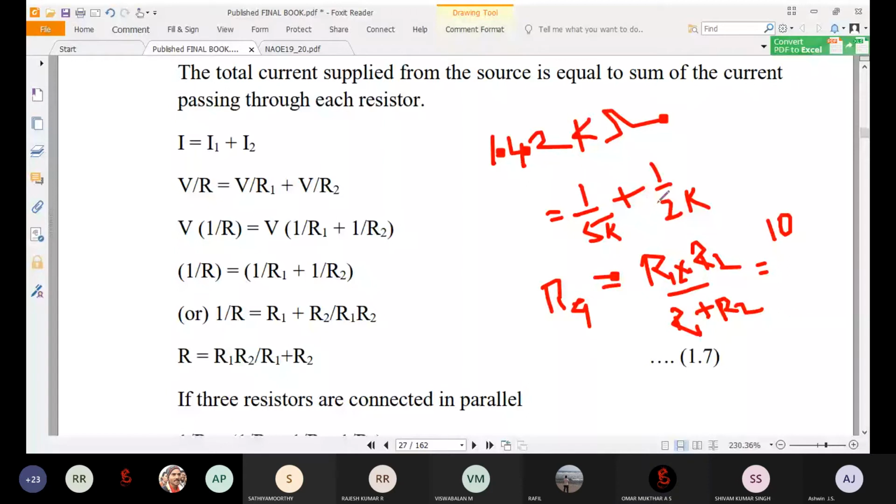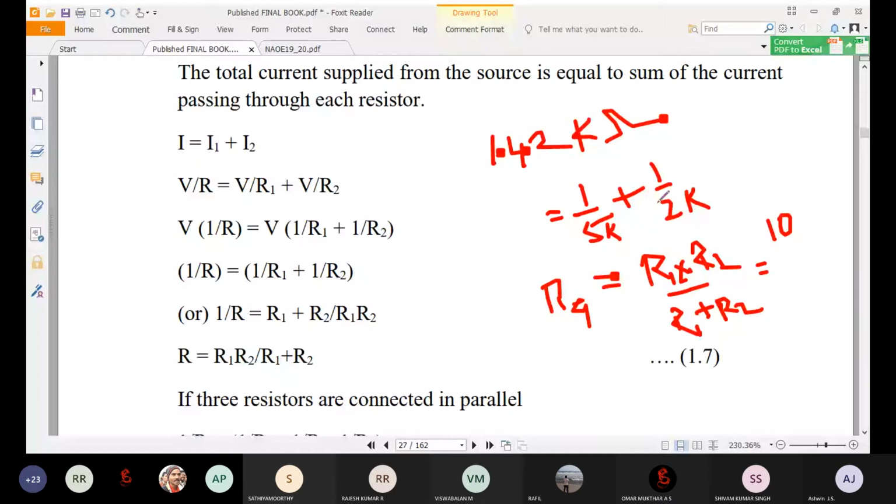Sir, now we have to calculate what's the I. V is given as 5 volts, and we found the R equivalent for that circuit is 1.42 K. So it is 5 by 1.42 K. Calculate I.